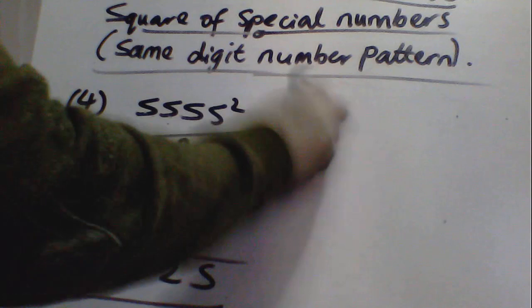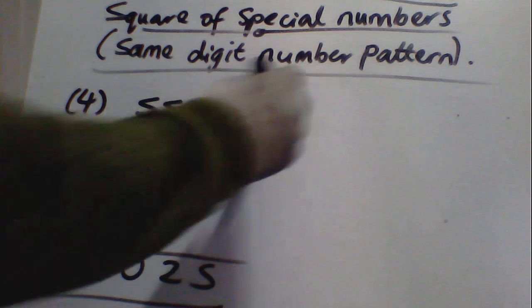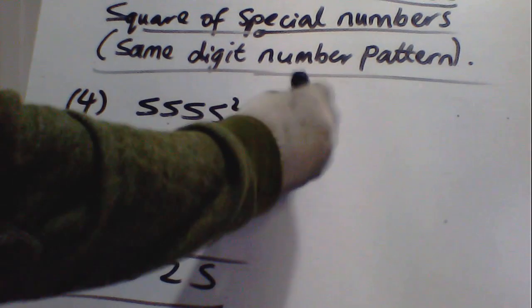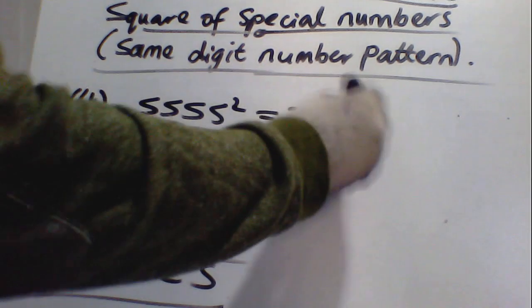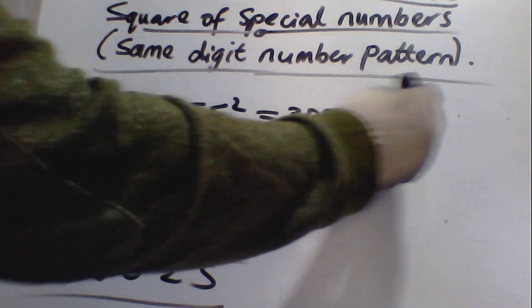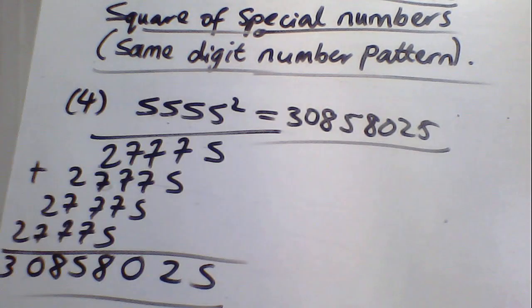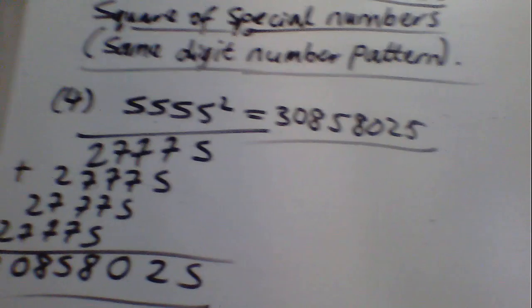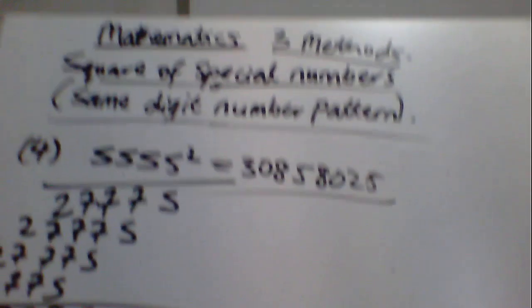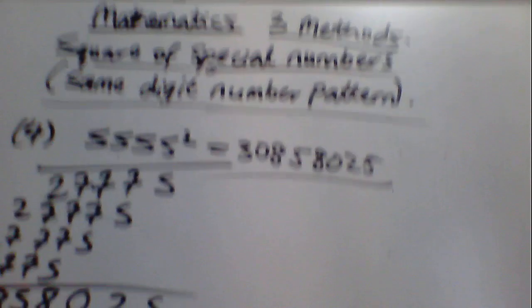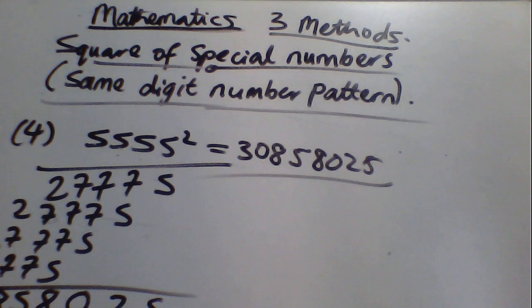So 555 squared is the same as 308,025. That is the result. You can always check the answer using your calculator, although a calculator is not allowed. So that is how you can find the square of numbers that have the same digit, using either method.